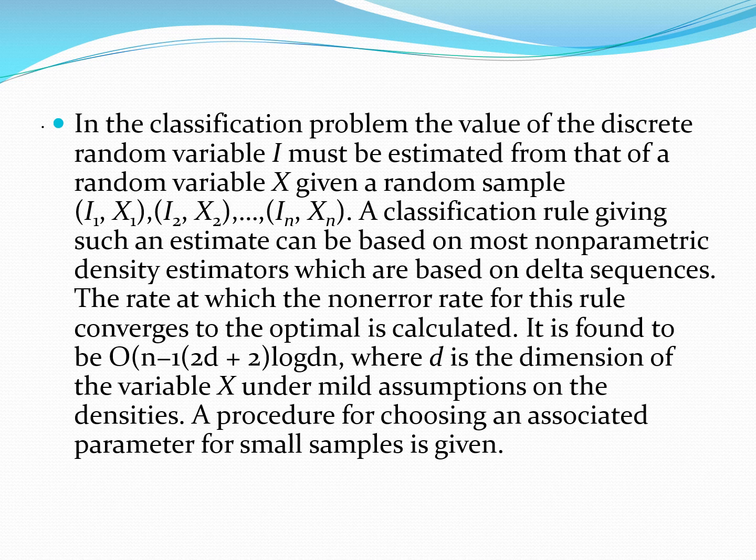It is found to be O of n to the power minus 1 over (2d plus 2) times log n, where d is the dimension of the variable x, under mild assumptions on the densities. A procedure for choosing an associated parameter for small samples is given.